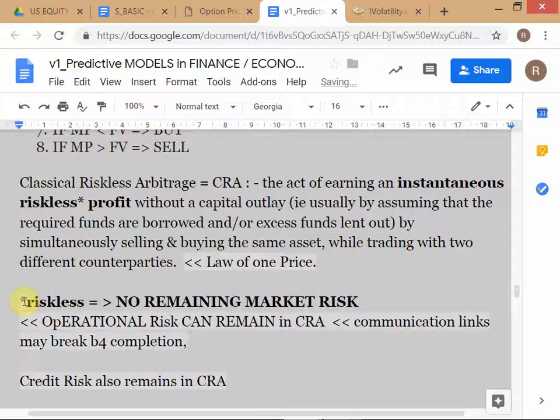Communication links may break down, or the shipment, in this example, because there's a 14-day delivery period, may go awry for some reason. There may be damage to the goods, or all kinds of risks are possible in shipment. Are you following what I'm saying? All kinds of problems can arise in the shipment. So operational risk can remain.